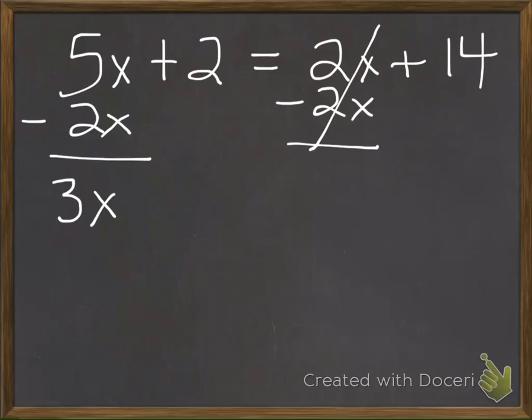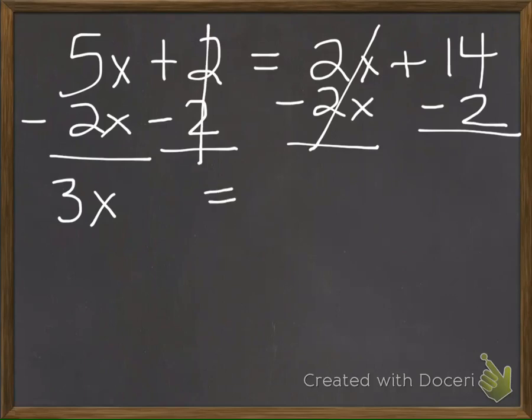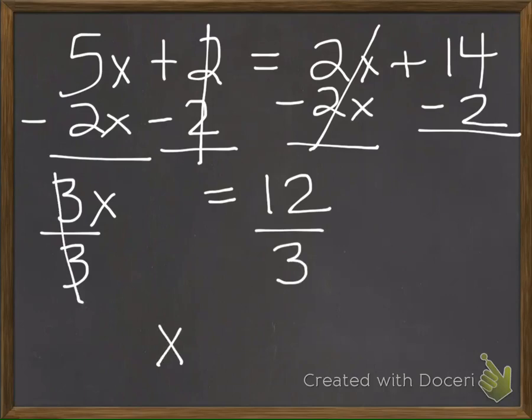Okay? Now we need to move everything else to the other side, just like we do when we call isolating the variable. So now we're going to take our 2 and move it to this side. Make sure you do it to both sides so that you keep your equation balanced. These cancel out. Bring down your equal sign. 14 minus 2 is equal to 12. Now you're back to a one-step equation. You divide. These cancel. X is equal to 4.